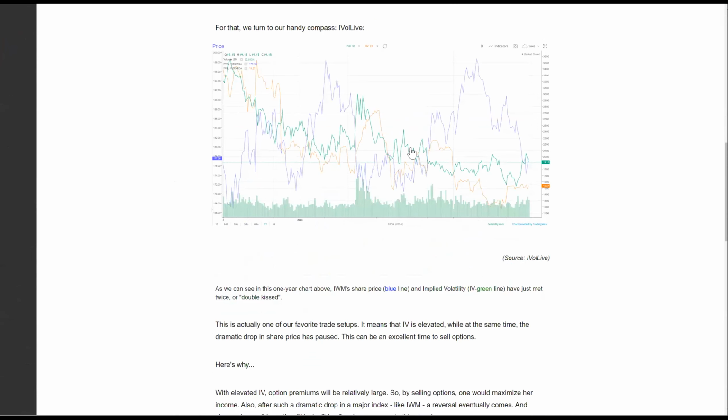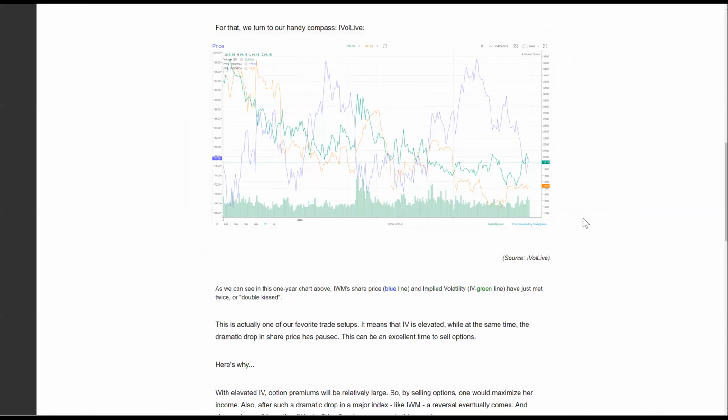But here, in this editorial piece, typically you'll see a few charts. Blue is spot price. So you can see IWM, Russell 2000 has been in a brutal downtrend. At the same time, implied volatility has been going higher.